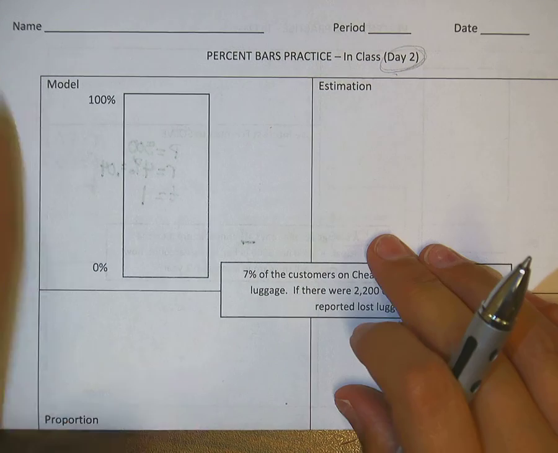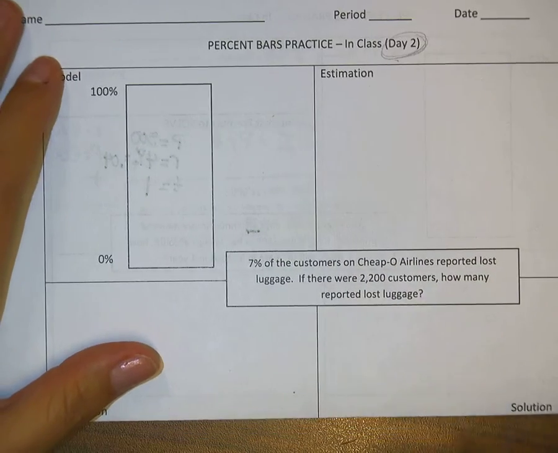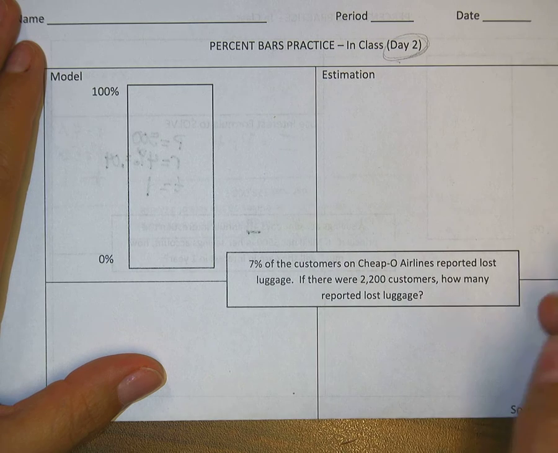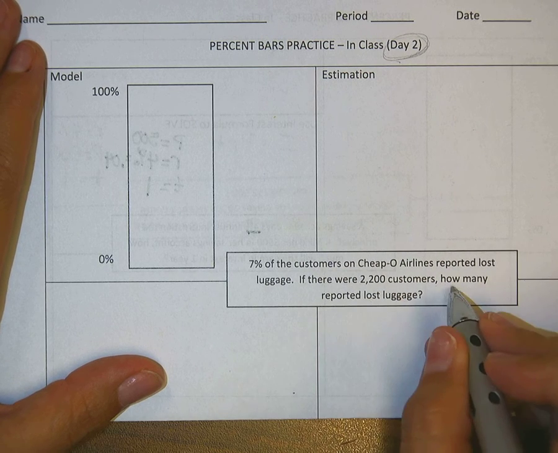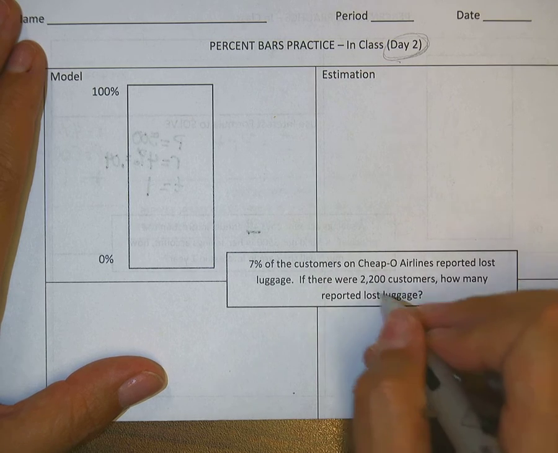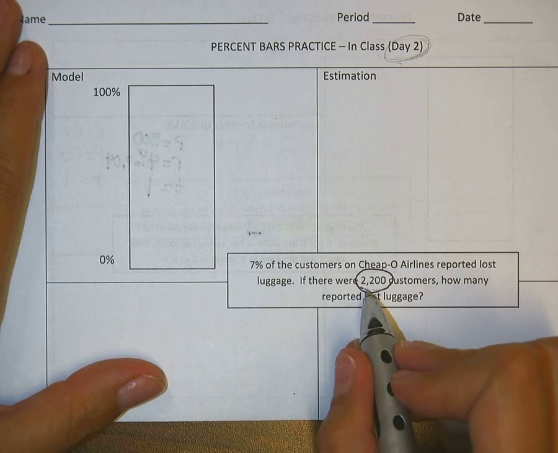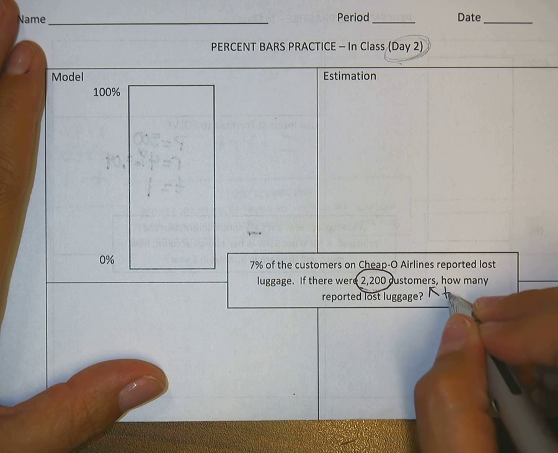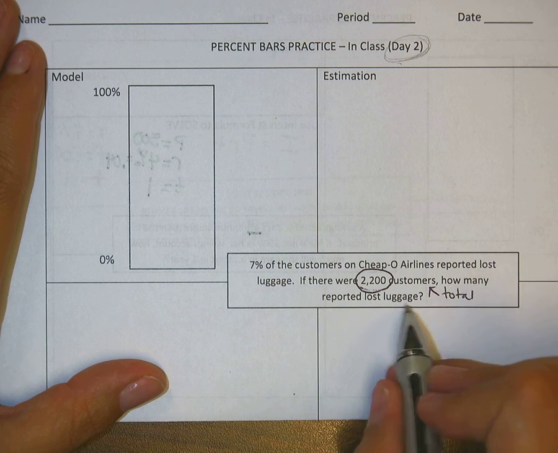All right, we're looking at the percent bars practice, and we're on the side that says day 2. 7% of the customers on cheapo airlines reported lost luggage. If there were 2,200 customers, how many reported lost luggage? So my numbers that are important are that there are 2,200 customers, and to me that sounds like the total because it's saying how many reported lost luggage.